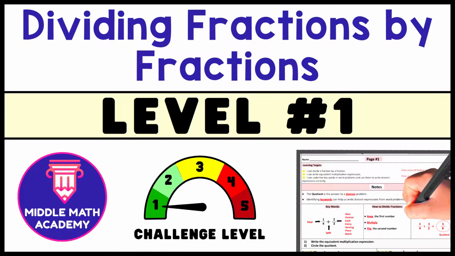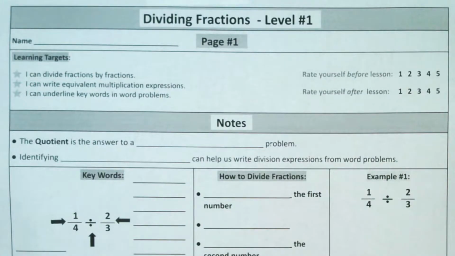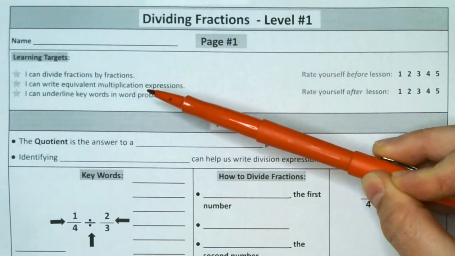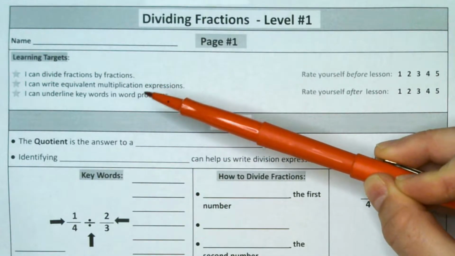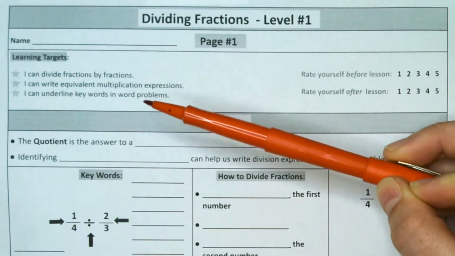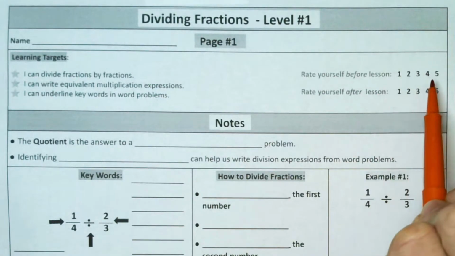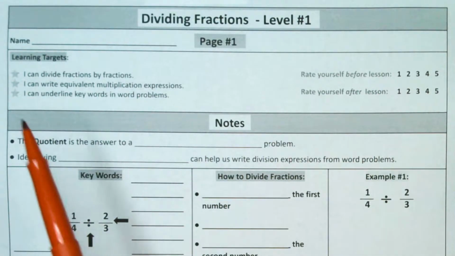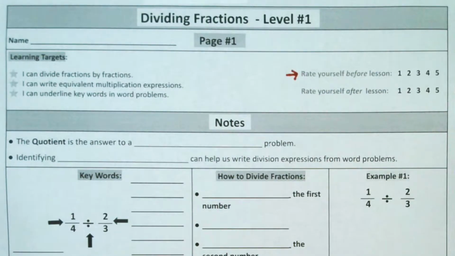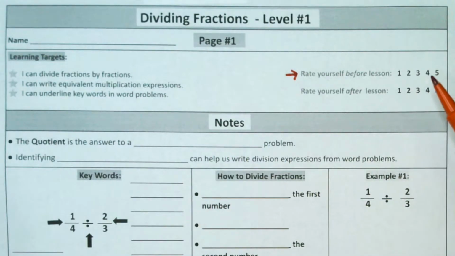Let's get started. Our learning targets today are: I can divide fractions by fractions, I can write equivalent multiplication expressions, and I can underline keywords in word problems. Go ahead and rate yourself 1 through 5. How confident do you feel about these learning targets? At the end of the lesson, we'll come back and see how confident you feel after we've gotten some practice in. Let's go ahead and take a look at our notes.